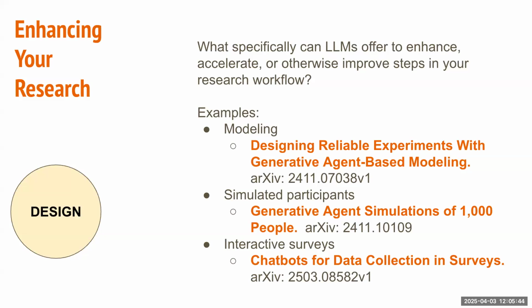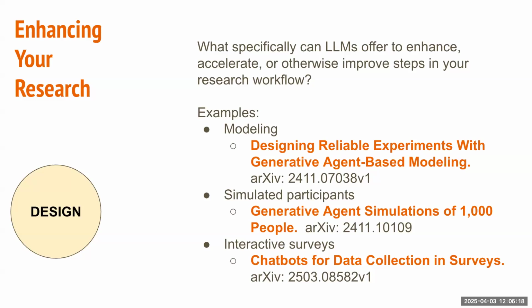Some examples of that might be using it for modeling. You could do agent-based modeling. You could have agent-based simulations instead of having participants, especially if you're doing exploratory work or trying to validate instruments. This might be useful in social science research. Or even doing interactive surveys where instead of filling out surveys, people interact with a chatbot and just talk to it, answering the questions like it's a live person, but it's actually completing a survey in the background.